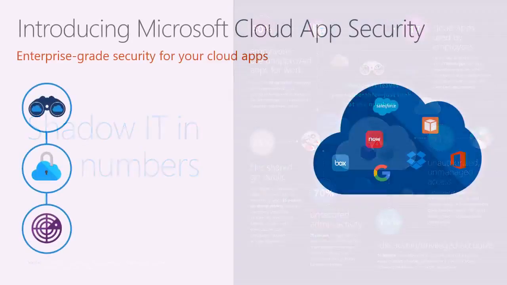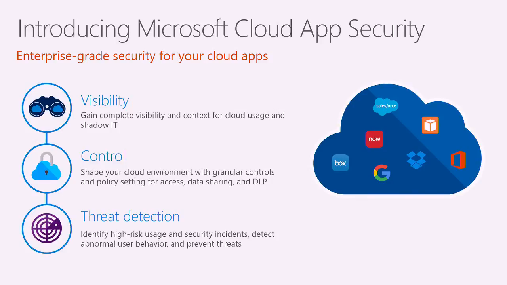Okay, so what's Cloud App Security? What is it there for? There's really 3 pillars that we're focusing on. There's a 4th pillar that's not there, which is our in-session control or proxy. It's enterprise-grade security for your cloud applications, giving you visibility and control, so that you can create policies and do governance around those applications. We have granular controls that allow you to set policy settings for access, data sharing, and data leakage prevention.